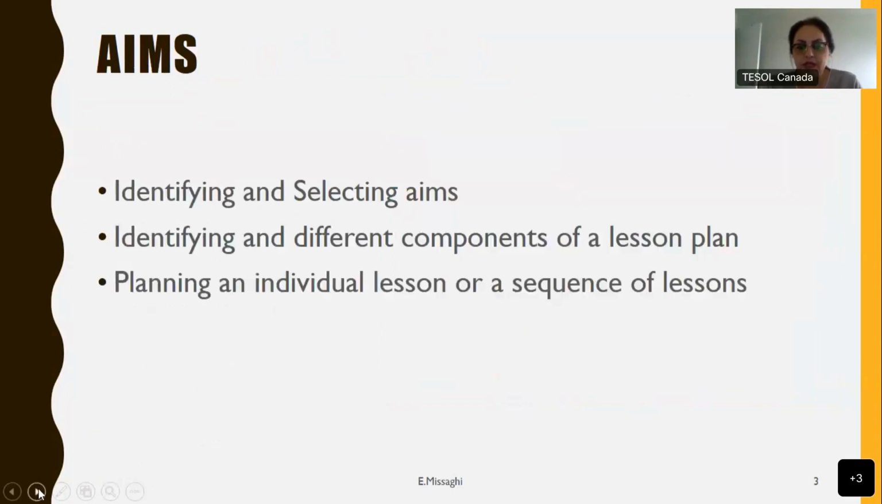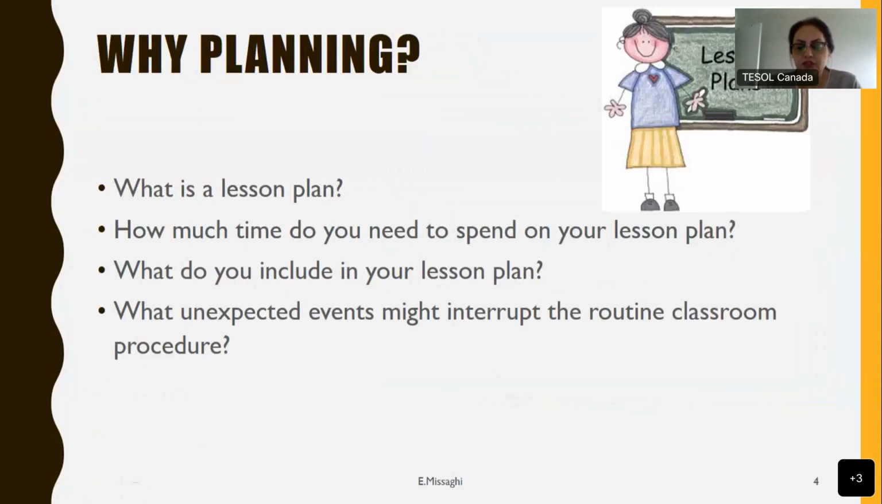Okay, so talking about planning and planning for a session. So, what is a lesson plan? And how much time do you need to spend on your lesson plan? And what do you include in your lesson plan are the questions. First of all, what is a lesson plan? If you want to give a definition, if you want to explain, okay, this is a lesson plan. What do you say? What is a lesson plan?